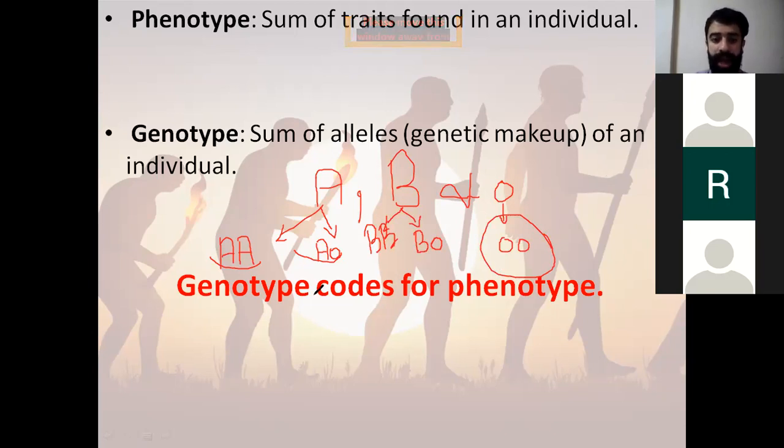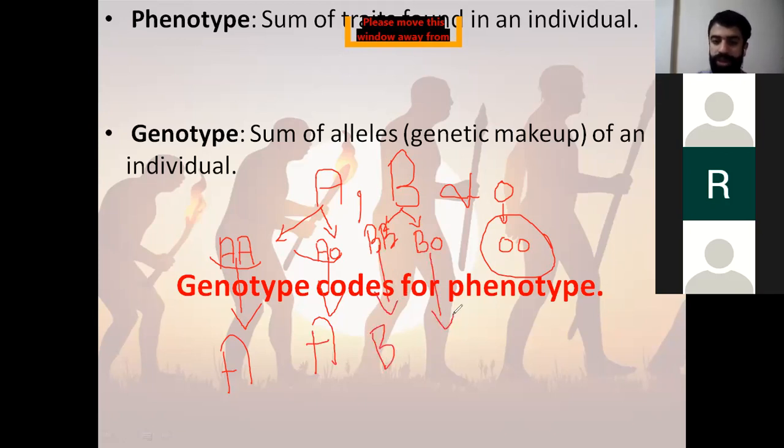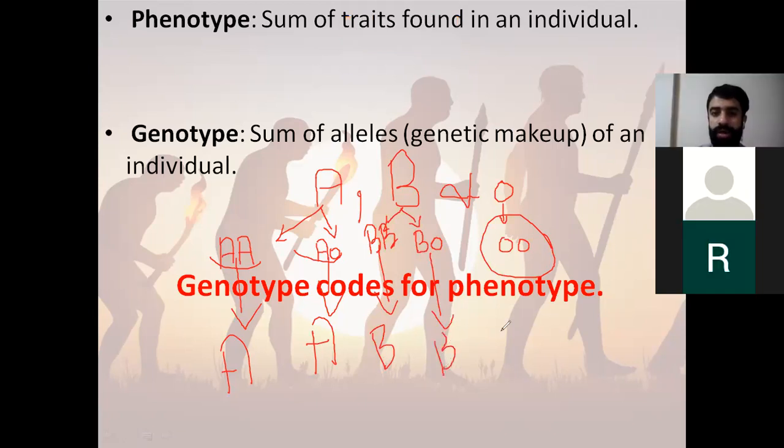Here, these are genotypes. If I give you the genotype AA, what is the blood group, Tala? It's blood group A. And AO is also A. If I tell you BB, it's B. BO is also B. What about OO? It's O. So here, the genotypes code for the phenotypes. Here, the phenotype we're talking about is the blood group.